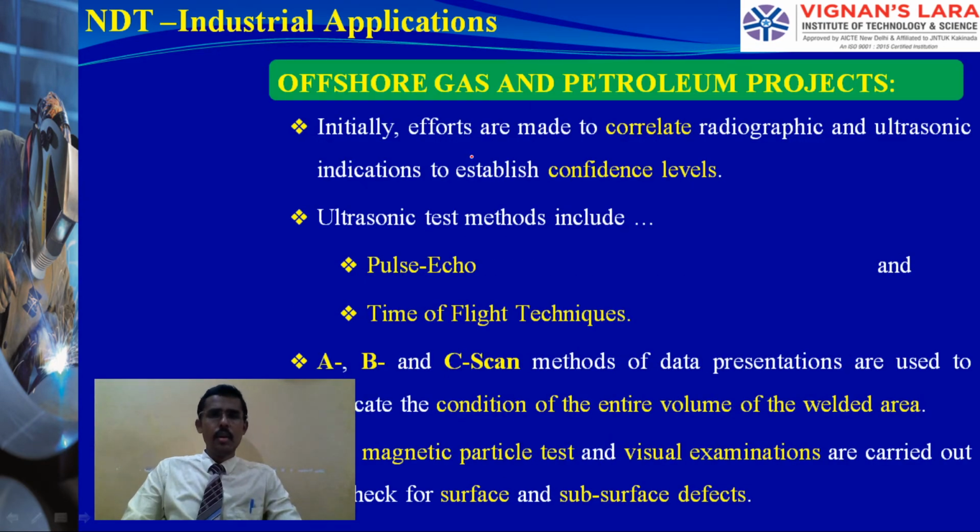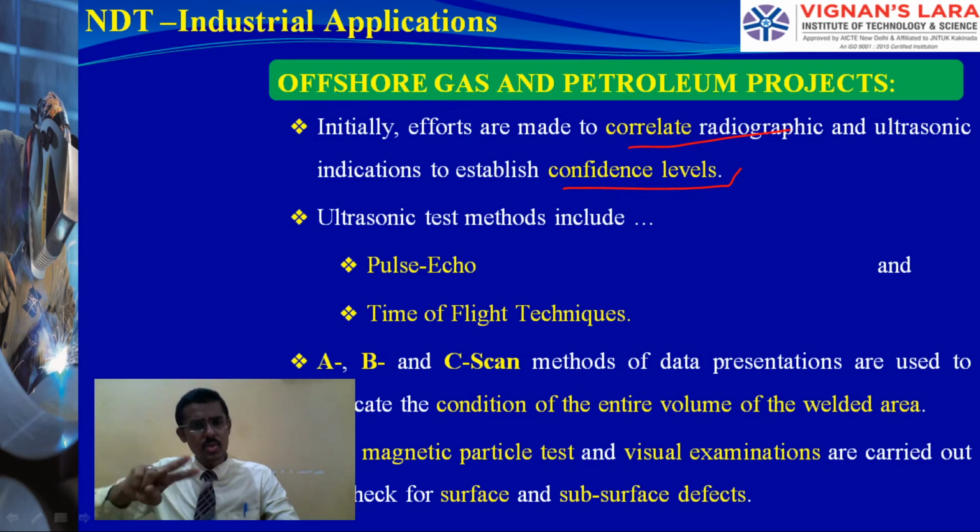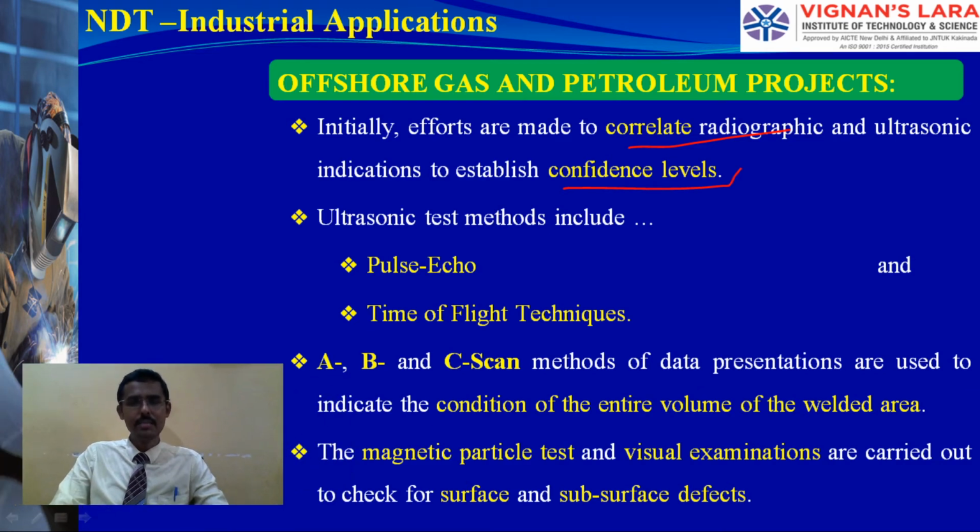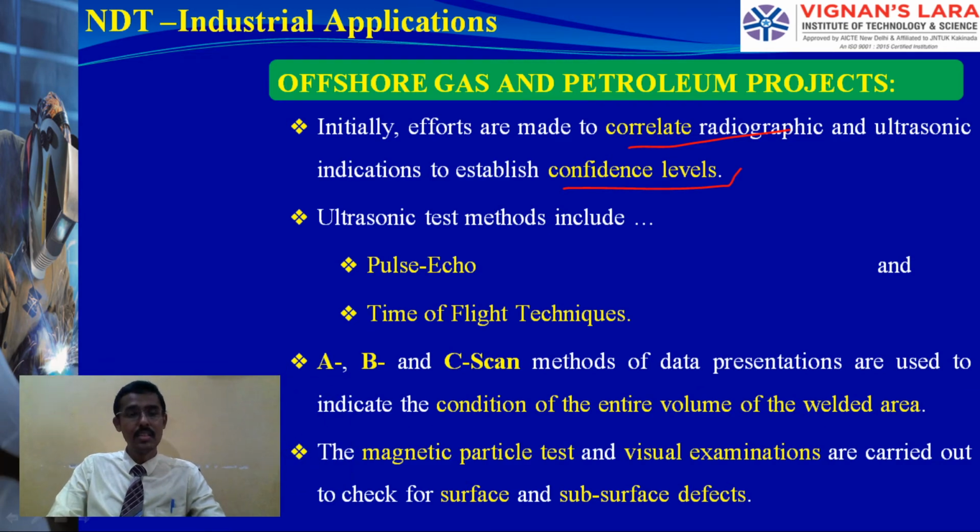Initially, efforts are made to correlate radiographic and ultrasonic indications to establish the confidence level. So we can use both the ultrasonic method and radiography, compare them, and get some confidence in what results they are giving, where the defects are, what the discontinuity is, what the range is, and whether it is permitted or not permitted. Comparing all these things gives us confidence.